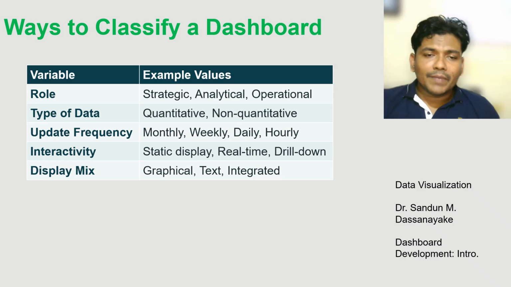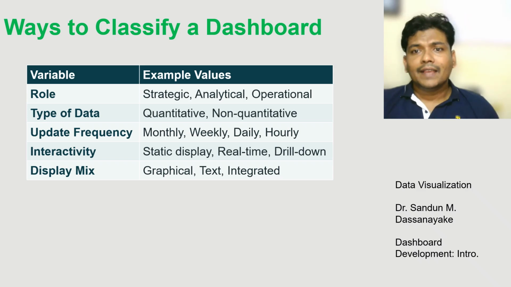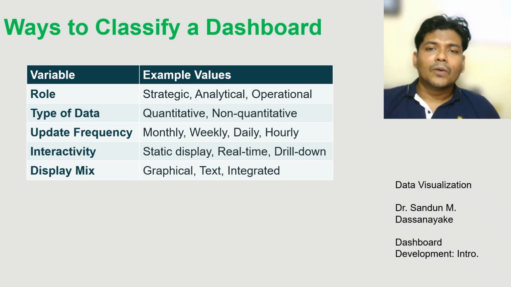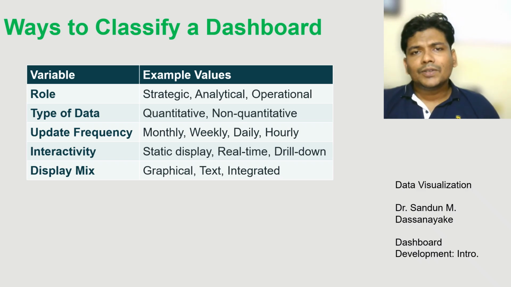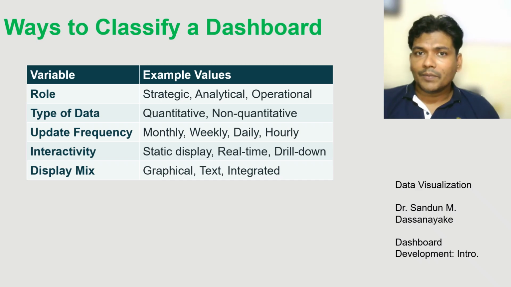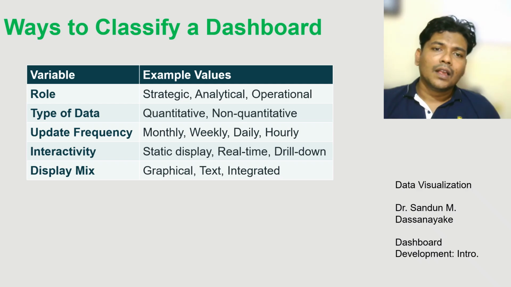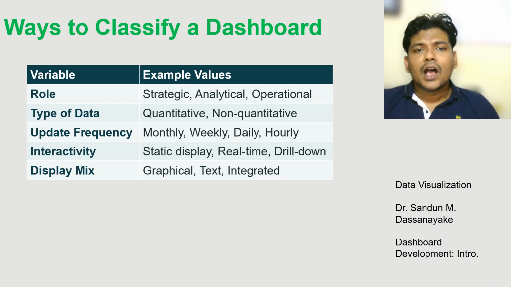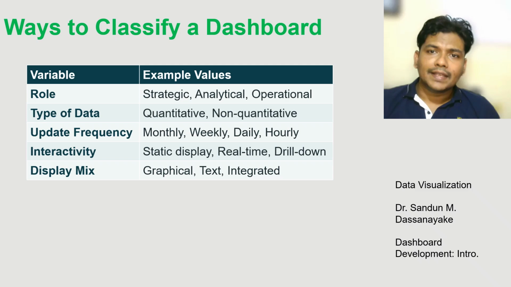You can sort them by interactivity. Is this a static snapshot, or does it update in real time? Or does it let you drill down into details? Let's pause for a moment and think about these examples in your real world examples that you encounter. And you can sort them by how graphics and text are mixed together on the screen.